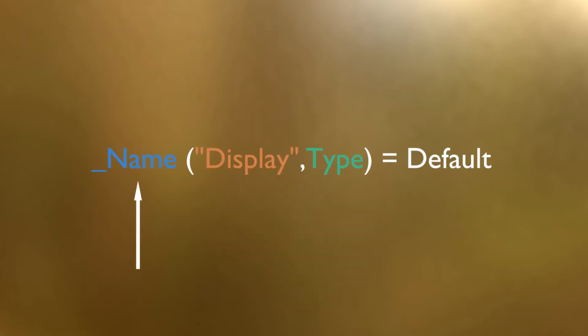These properties are declared as follows. First, the name it will have in the shader, starting with an underscore. Then between parentheses the display name is written as a string. After that, still in the parentheses, there's the type. Closing the parenthesis, the default value is set with an equals sign.